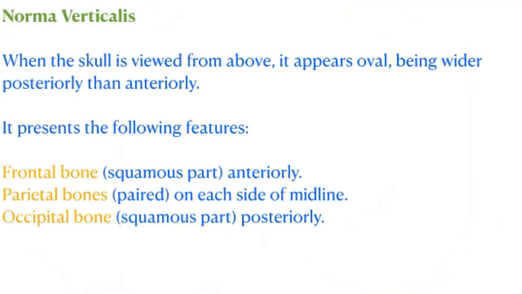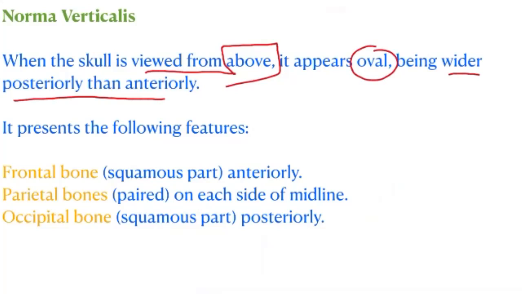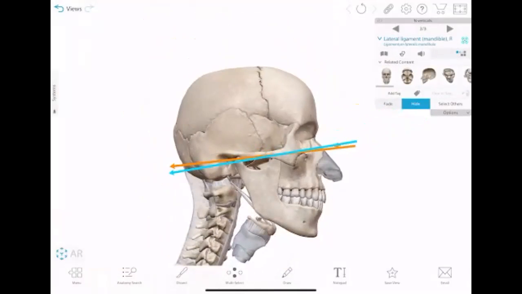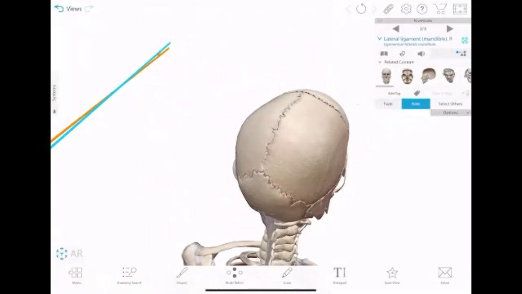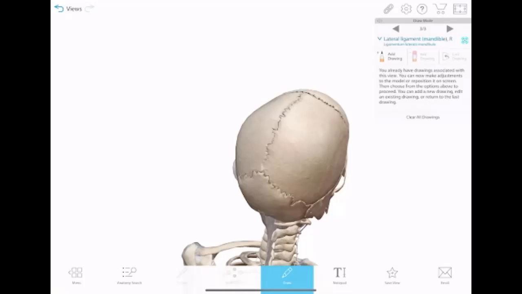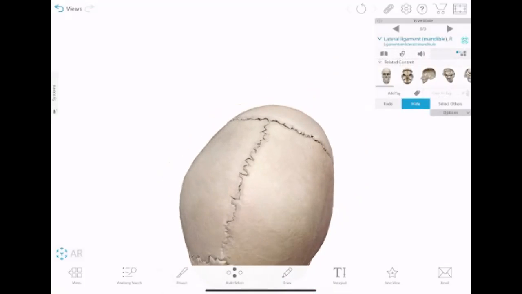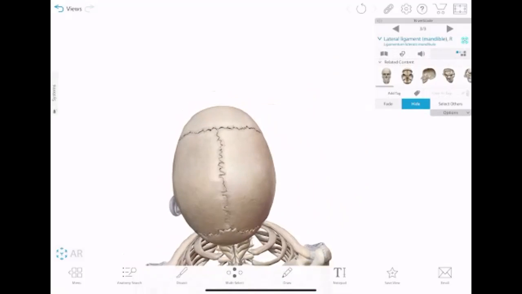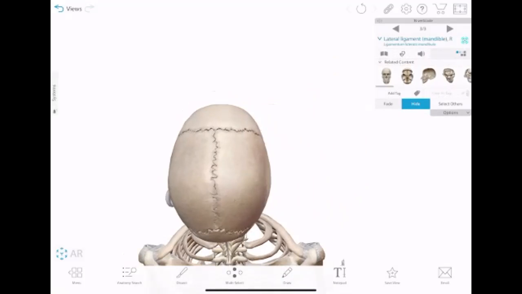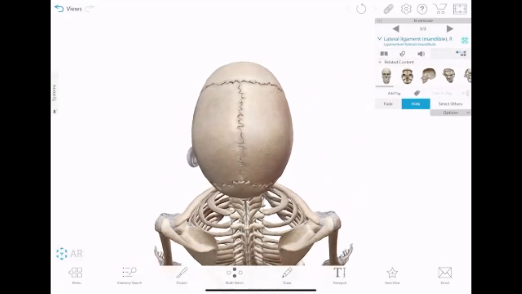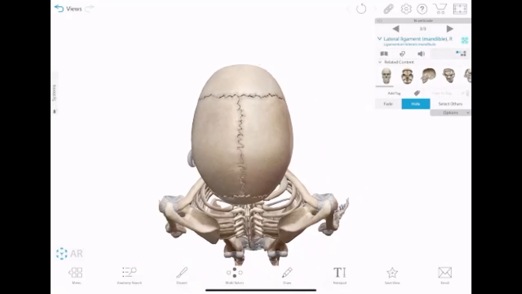Having that, we'll learn about norma verticalis, all the features of the superior aspect of the skull. When the skull is viewed from above, right, it appears oval and is wider posteriorly than anteriorly. We'll see that. See, this is norma verticalis, right? So we are looking at the skull from above. So what are the different features?